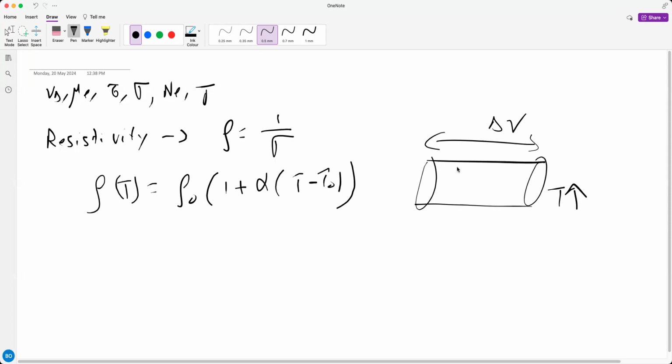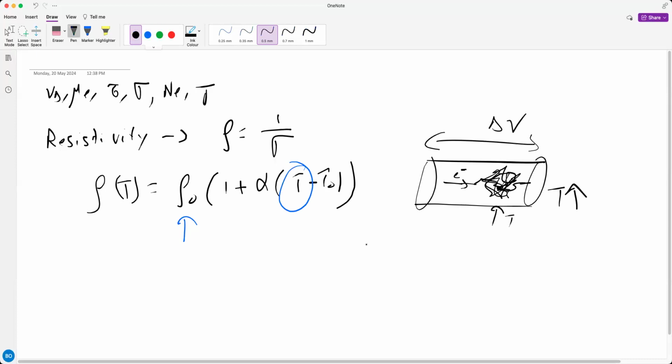So let's make some common sense here. I have an electron that is moving here. When I increase the temperature, the molecules start moving around randomly. So the electrons start colliding more and more, which means the flow of electrons will slow down. So the conductivity will decrease, and this is already seen here. The resistivity is increasing as a function of the temperature.